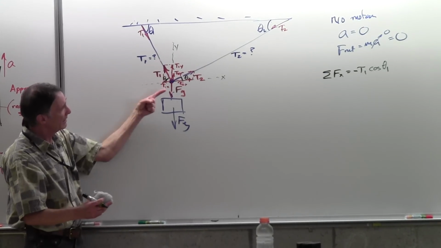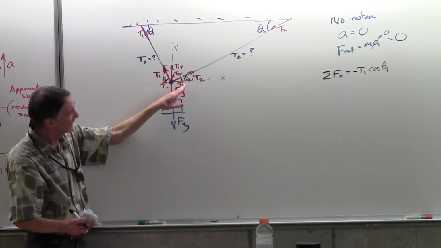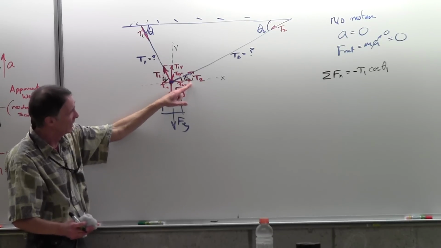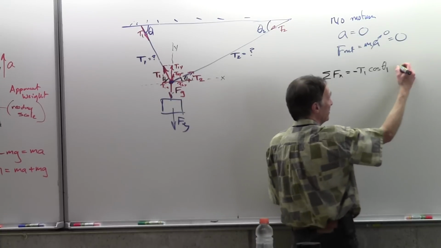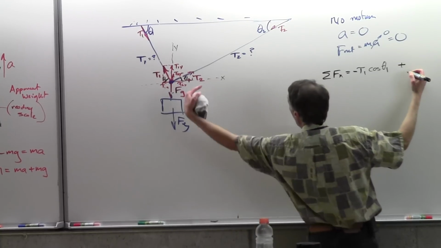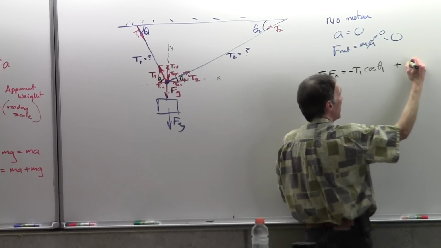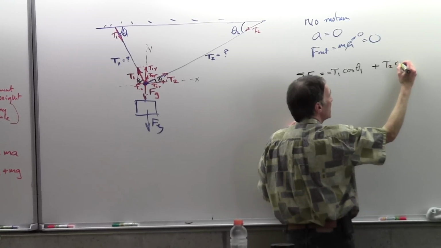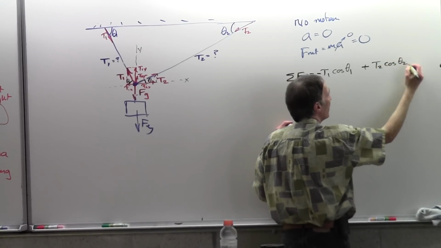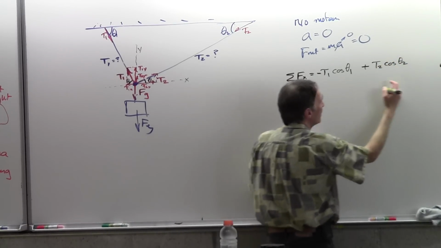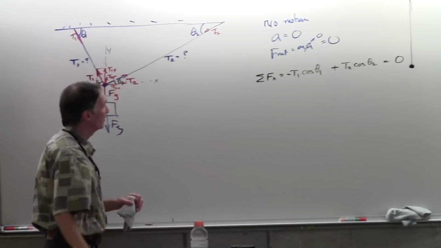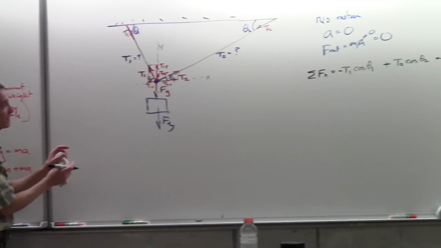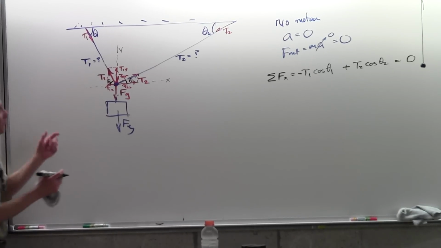T2 isn't too bad. T2 times, again, the cosine of theta 2 would be the component this way. And now that's pointing in the positive direction. So anything pointing in the plus direction goes in as a positive. So that's going to be T2 times the cosine of theta 2. And all of this should be balanced. It should add up to 0, because it's not moving in the x. It's also not moving in the y.